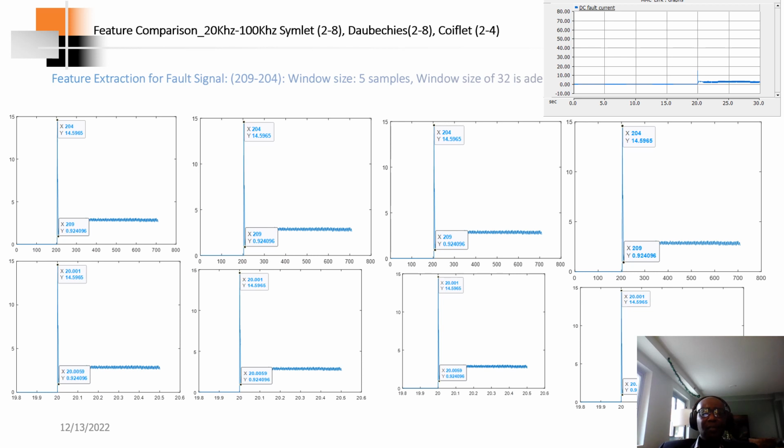Okay, so next is feature extraction for faults. As you can see over here, this is my PSCAD simulation of the fault signal for a DC fault. In my MATLAB discrete wavelet transform code, it should be able to extract exactly this fault signal. Daubechies and Symlet did an excellent job, and even when I varied the sampling frequency all the way to 20 kilohertz, it was able to extract correctly what the fault signal is.